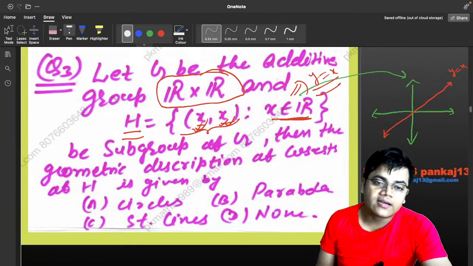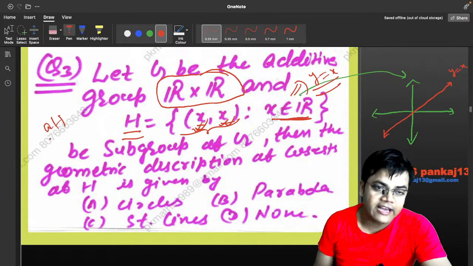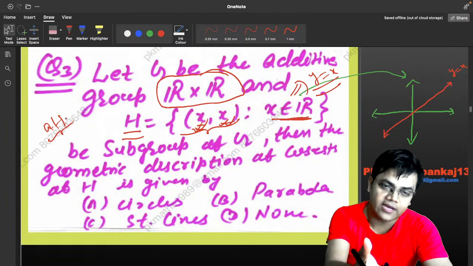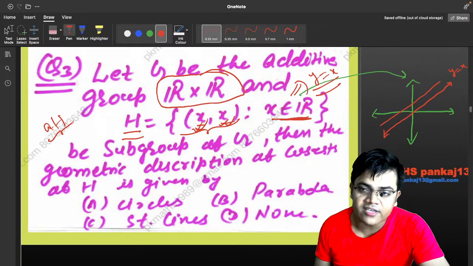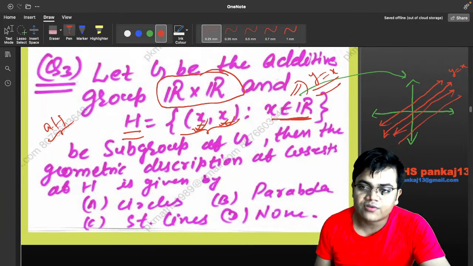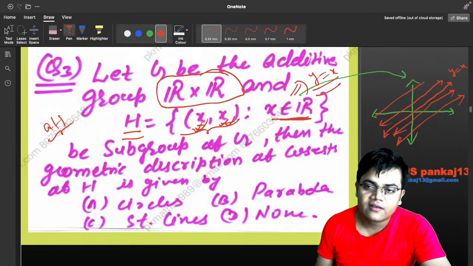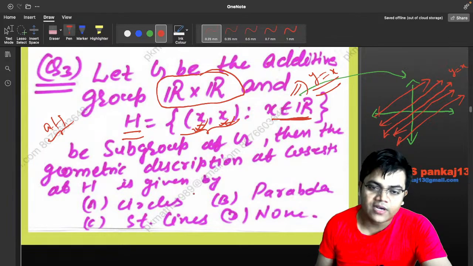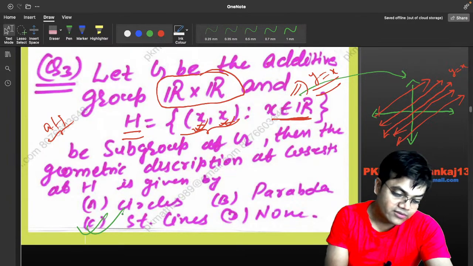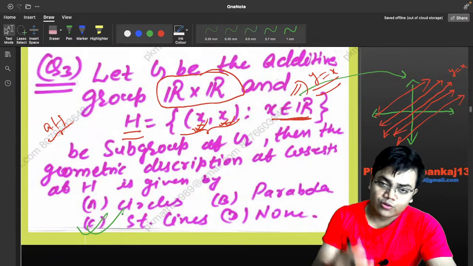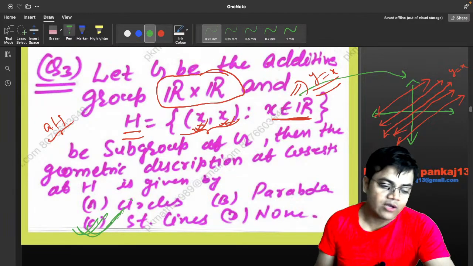And if you will do what? If you will multiply your H with any number, because this left coset means what? A into H, where A is a number. So AH, then what will happen? Certainly you have to translate this straight line, and then you will get the cosets, isn't it? So it is the translation of this straight line only. So that's why you will not hesitate to say that we are going to get straight lines only. And analytically you will certainly prove it easily. So the final answer is C. I hope you will do it for sure.